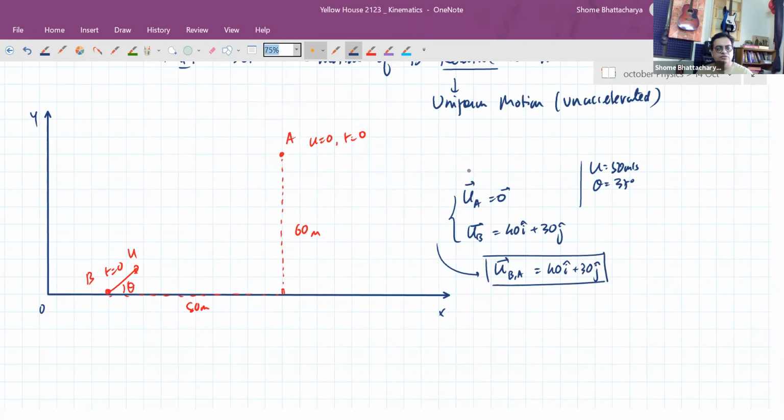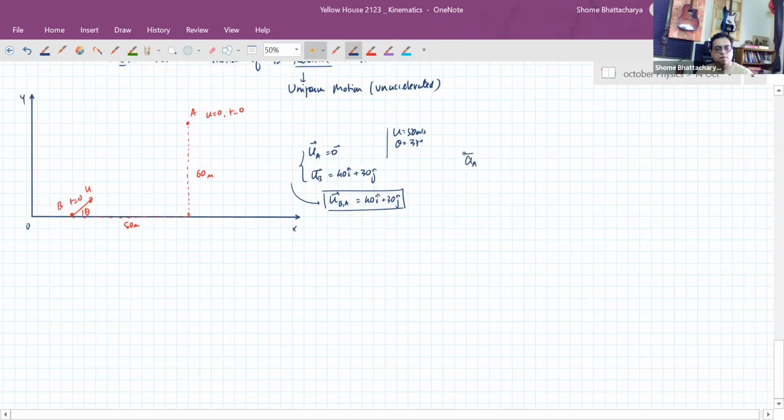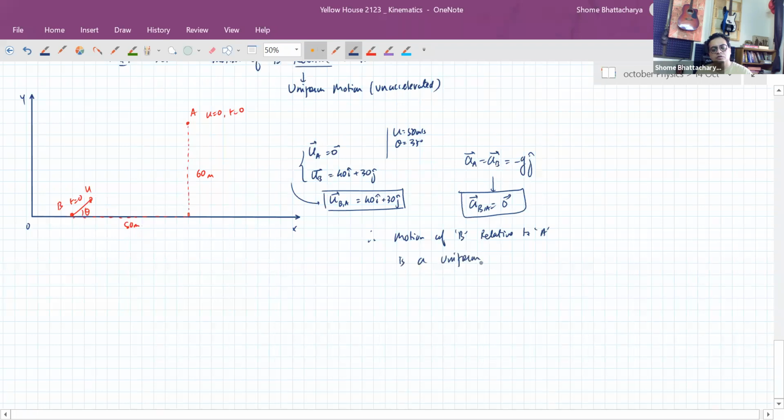And we know that because the relative acceleration is 0, therefore the motion of B relative to A is a uniform motion with constant relative velocity.